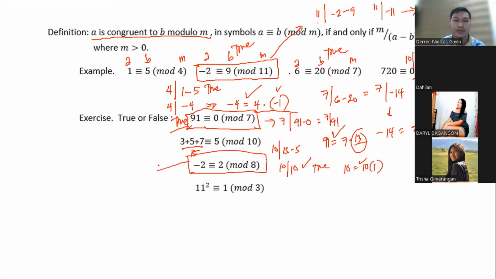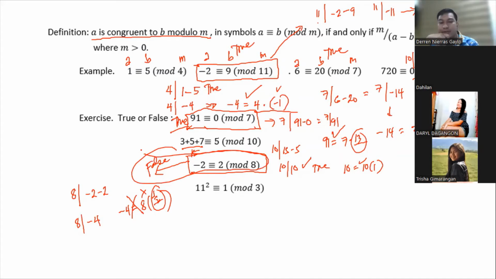Negative 2 is congruent to 2 modulo 8. Is this correct? Okay, let's check. So you have here 8 divides negative 2 minus 2. So 8 divides negative 4. Is this true? Will 8 divide negative 4? Or can we find a number with negative 4 that 8 is multiplied to, that is an integer? Can we find? No, right? We can just find a fractional number, but it's not an integer. So this is false. So this one is false.